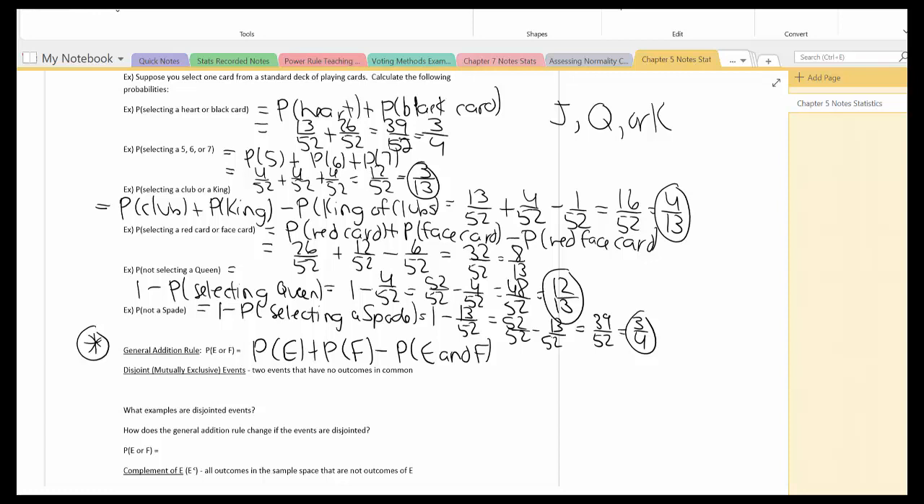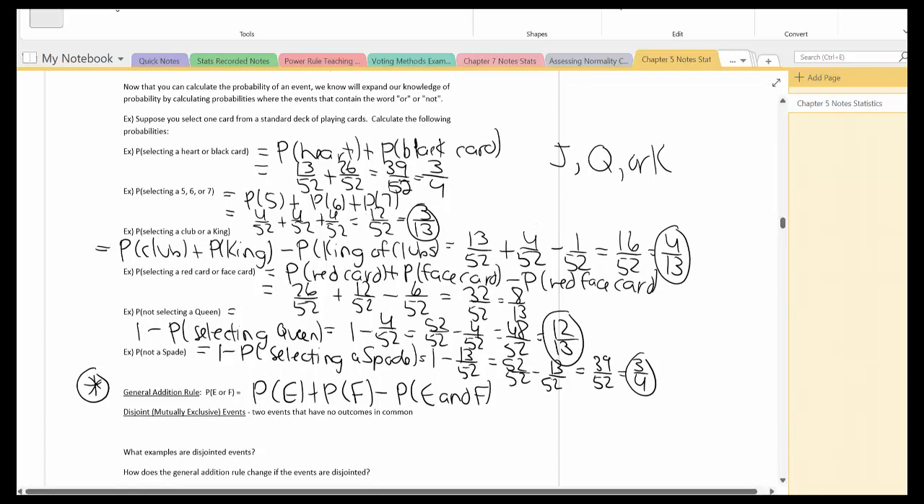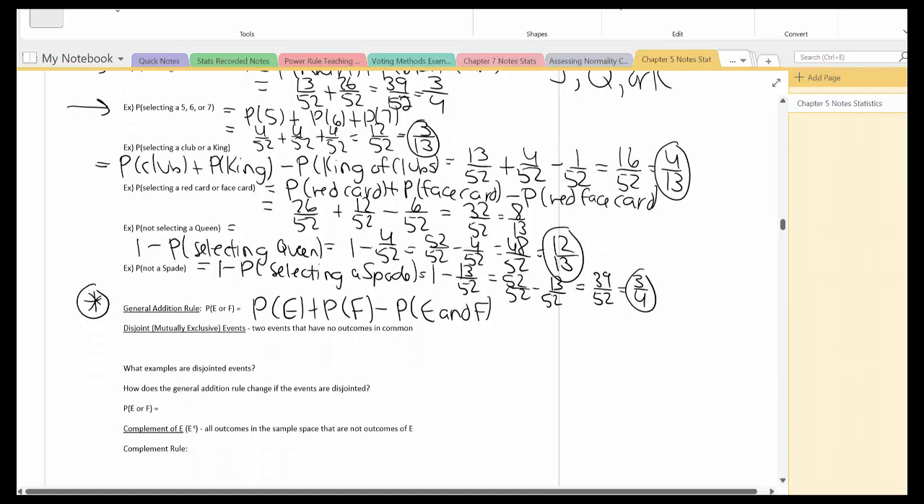Okay, disjoint or mutually exclusive events. These are two events that have no outcomes in common. Okay? Well, which of the following examples have we done earlier that are disjoint or mutually exclusive? Well, certainly the first example, because there's no heart that's black. Both cases can't happen at the same time. And in this case, if I'm only selecting one, I can't be a 5 and a 6 and a 7 together. Okay? So certainly 1 and 2.